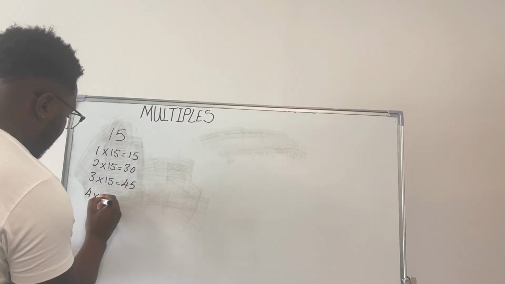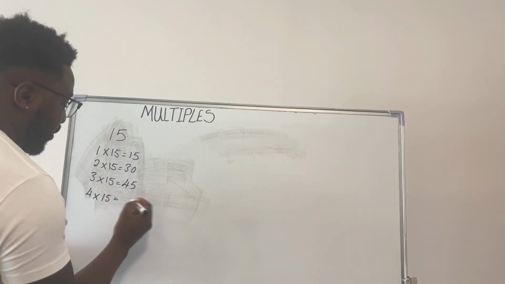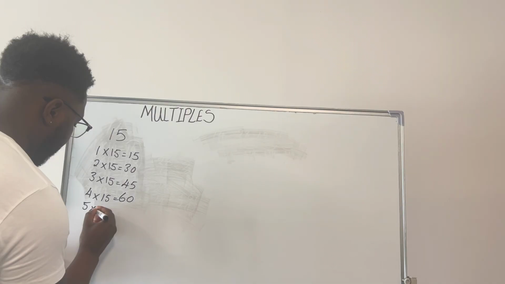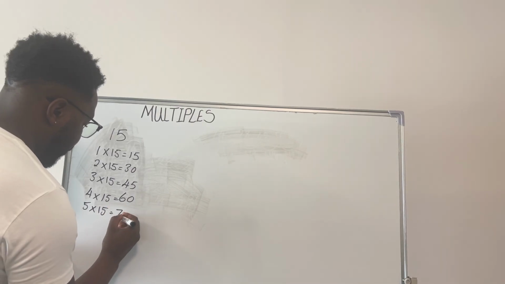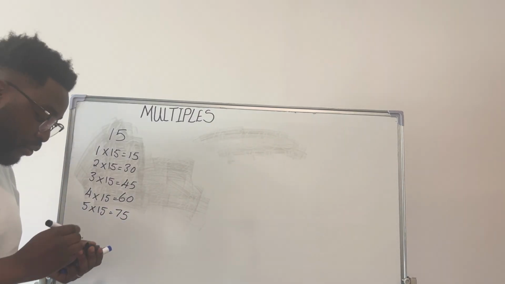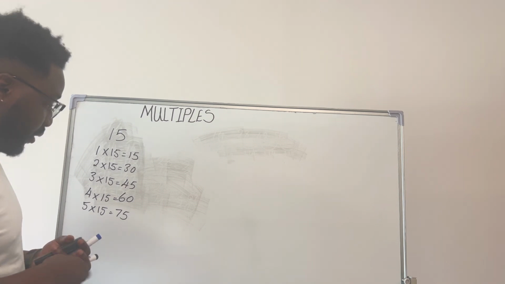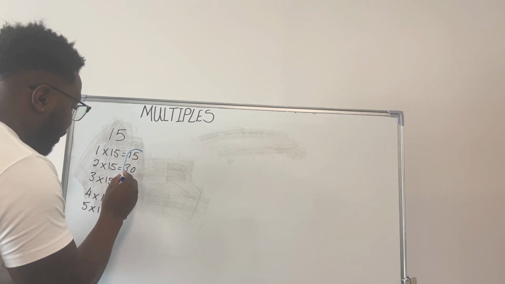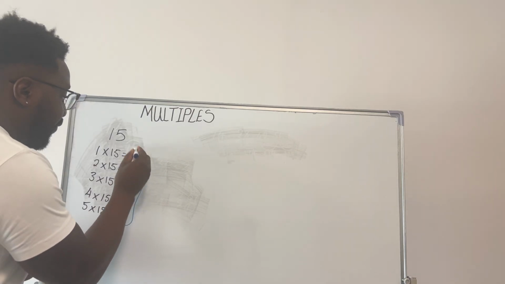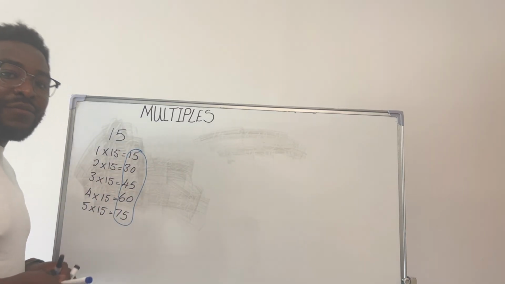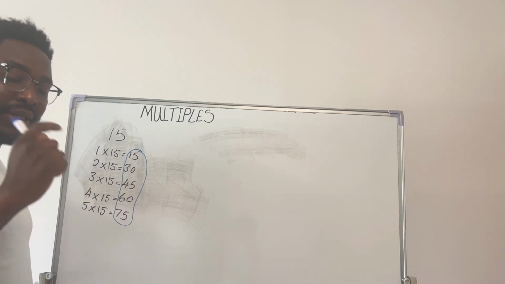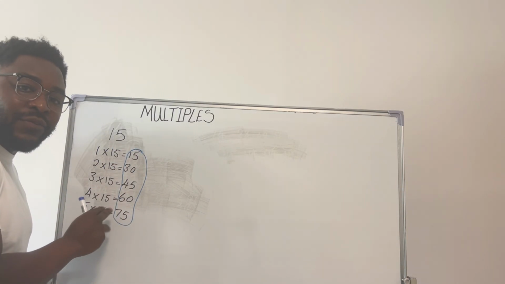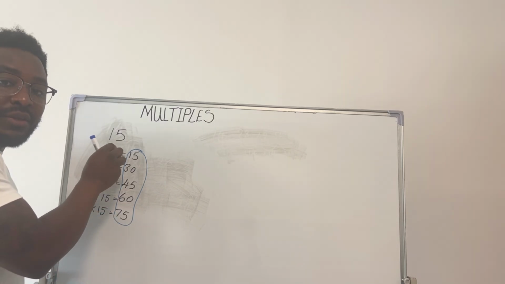4 multiplied by 15 will give us 60. So 5, let's just go on, by 15, will give me 75. So these right here are the first 5 multiples of 15. I'm using the term 5 because this is where I've just ended finding multiples of 15, the first 5.